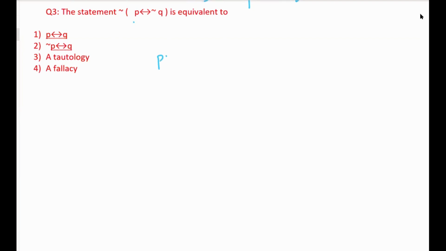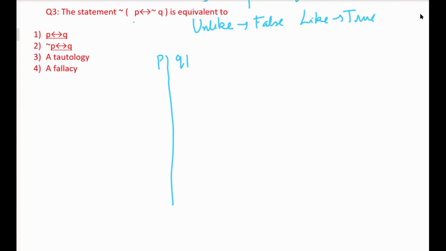First I write here P, and just to remind you, in the truth table of if and only if, or equivalence, there are 2 rows which give value true and 2 rows which give value false. Just keep in mind that unlike cases will give answer false and like cases will give answer true. Like means true true, false false, and unlike means true false. So this is the truth table.